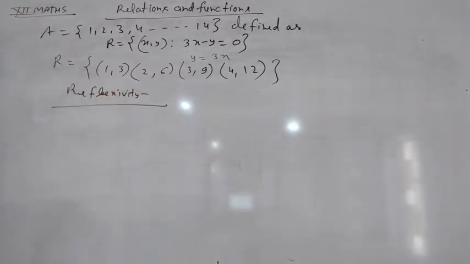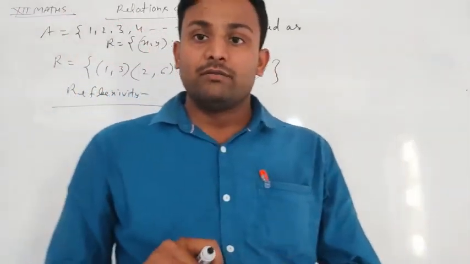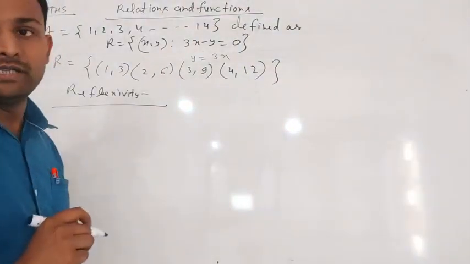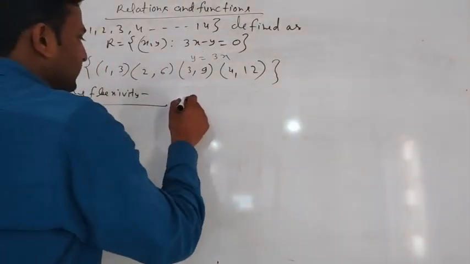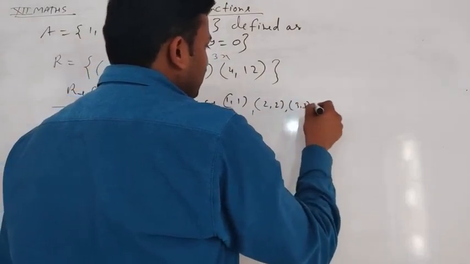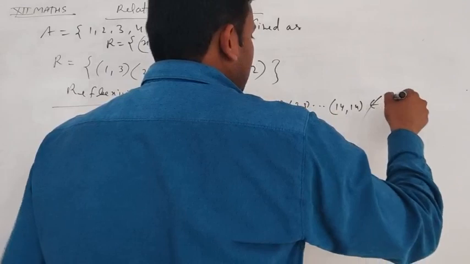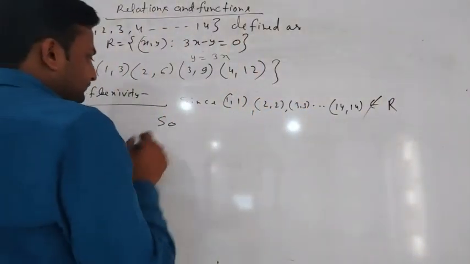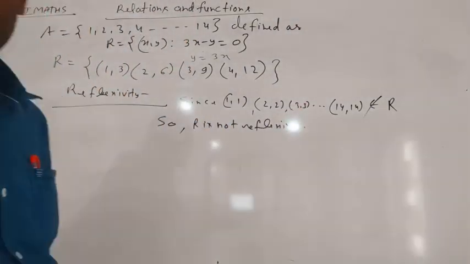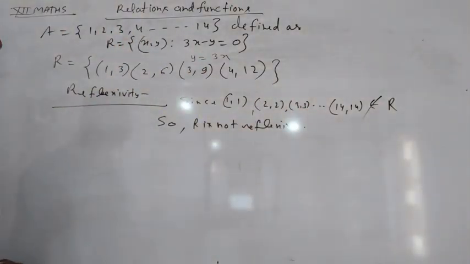Is it reflexive or not? You know that for a relation to be reflexive, (a, a) must belong to R. The set has the elements 1, 2, 3, 4, 14, but here we do not see (1, 1), (2, 2), (3, 3), (14, 14) in R. So R is not reflexive, because any one of these is not there.